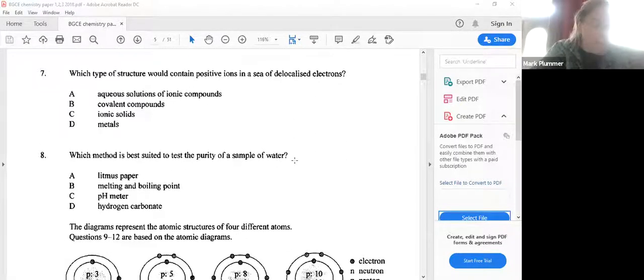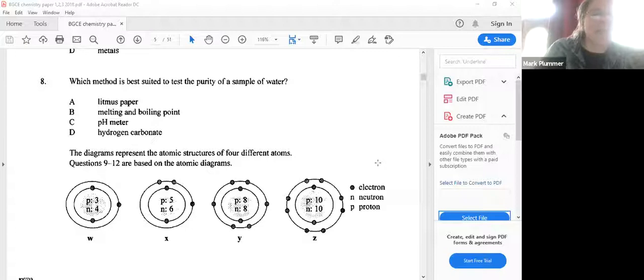Number 8. Which method is best suited to test the purity of a sample of water? Talking about the purity, how can you test the purity of water? The simplest way in the laboratory to test the purity of a substance is to measure its melting and its boiling point. So the answer to number 8 is B.